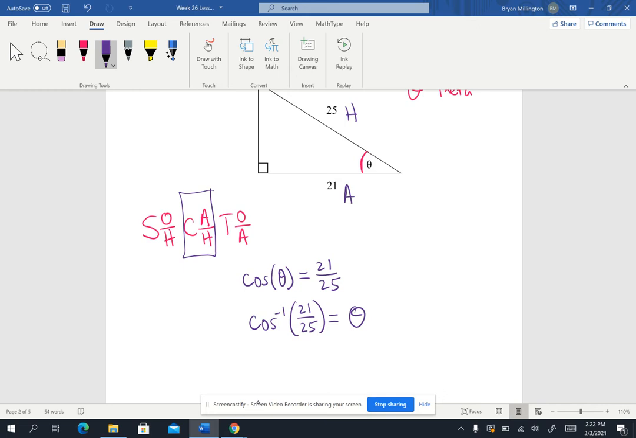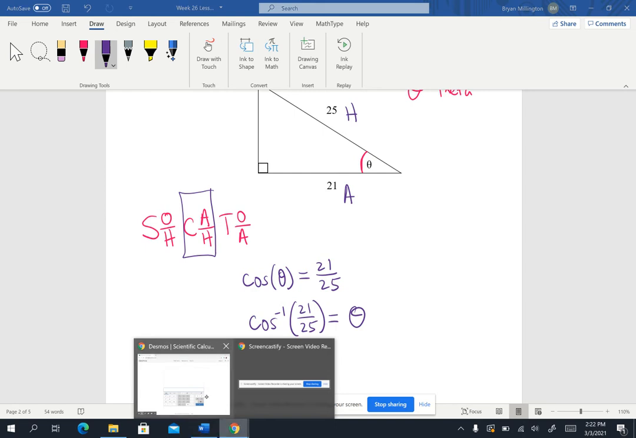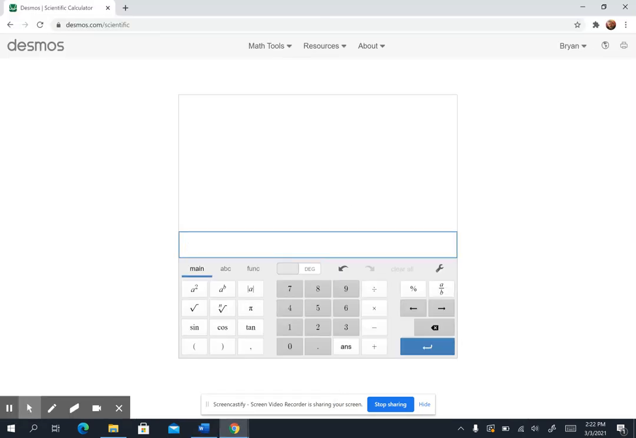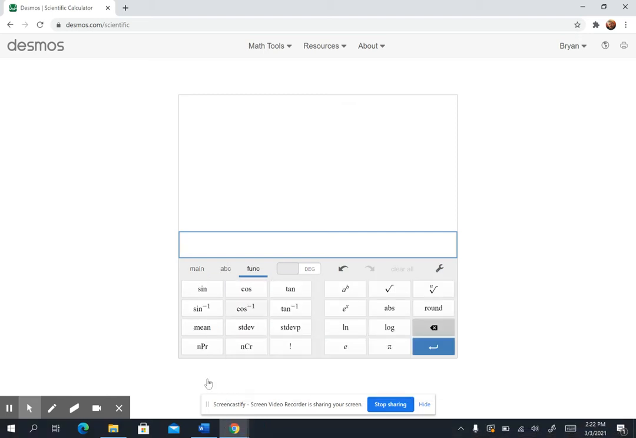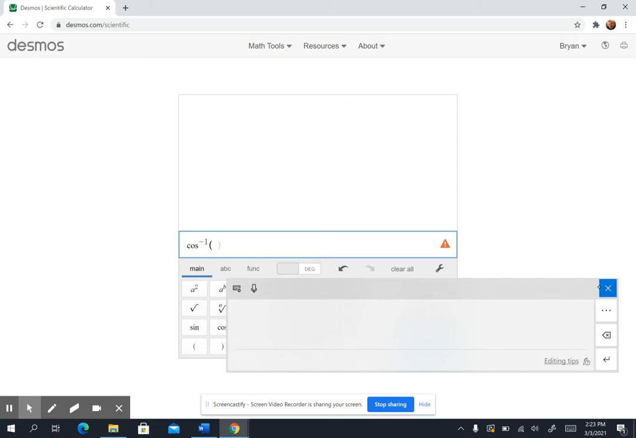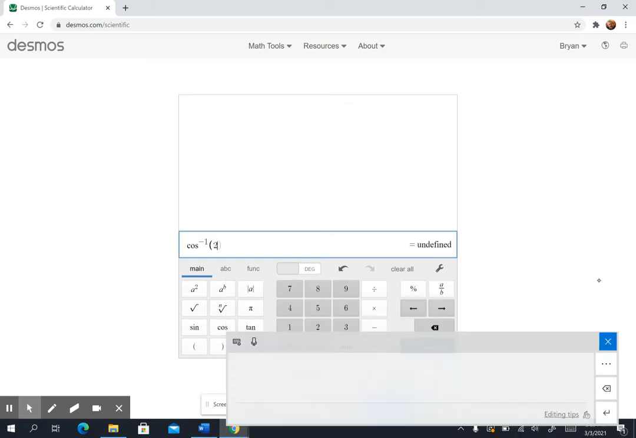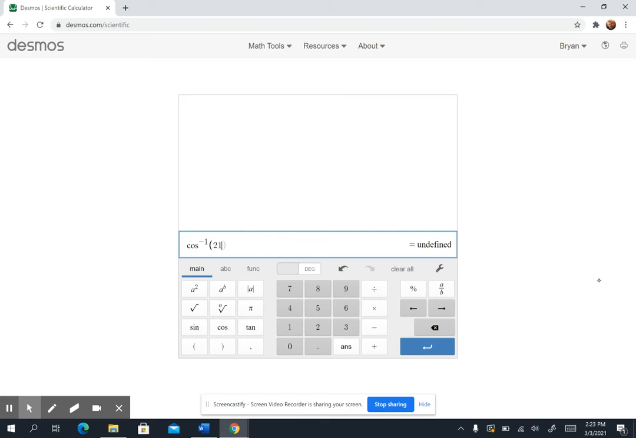So what I have to do now is go to my calculator, and we're going to keep using the Desmos one. And you'll notice here we've got sine, cosine, and tangent in the Desmos calculator. If you hit function over here, that's how we can find the inverses: inverse sine, inverse cosine, inverse tangent. So you hit that function button, and I wanted to use inverse cosine, and it was 21 over 25. So I'm going to go 21 divided by 25.